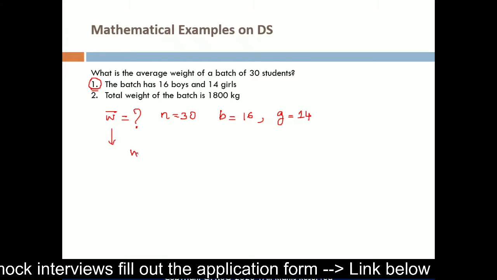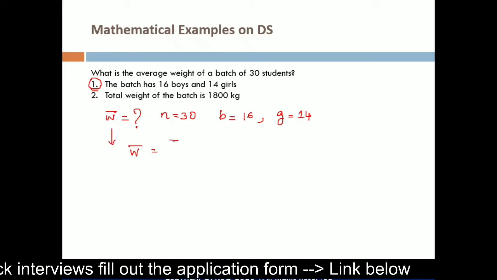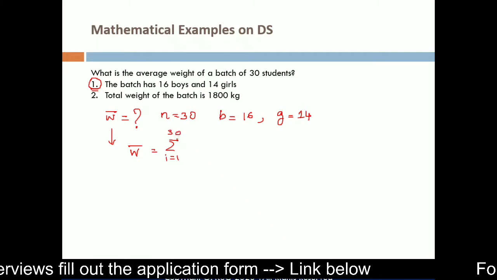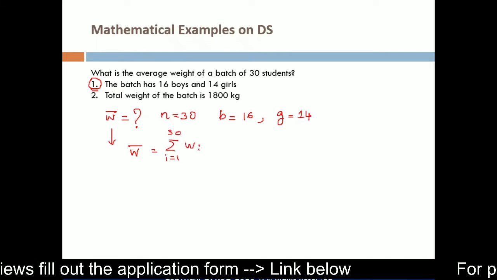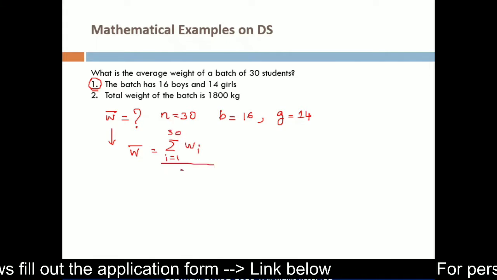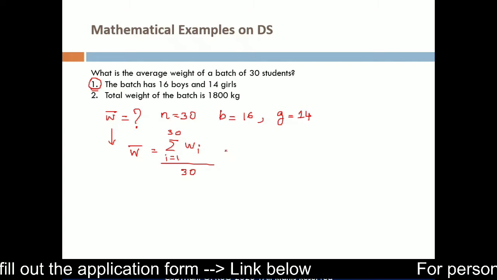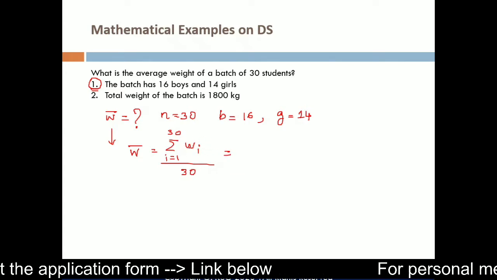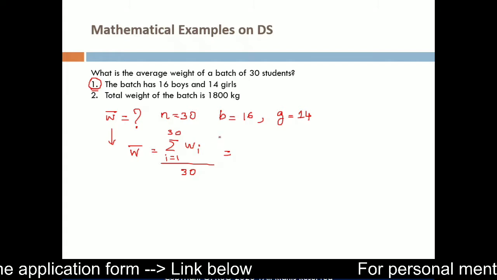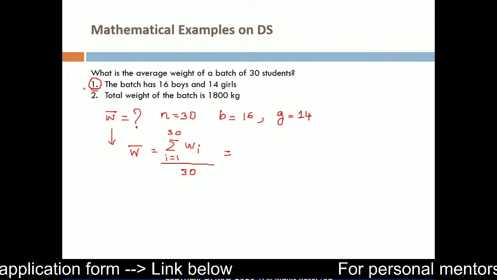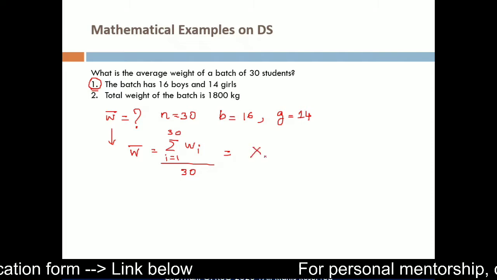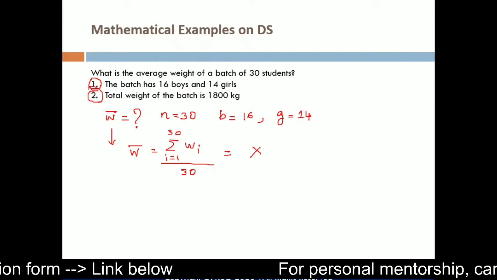Now, by definition, we know average weight is nothing but the sum of weights divided by n. Here n equal to 30, and let the individual weights be Wi. Now it seems that we need the sum of weights, which we do not have. So using pointer number 1, are we able to solve this problem? We are not. Now let us look at the second case.